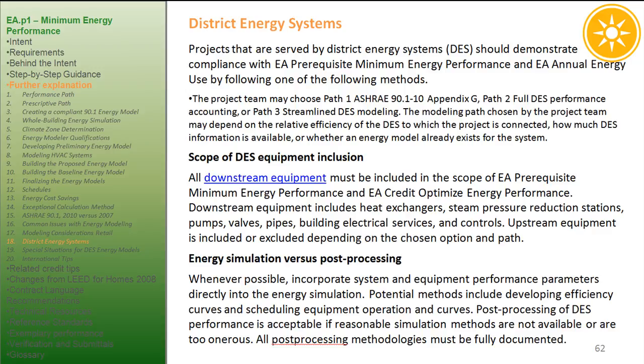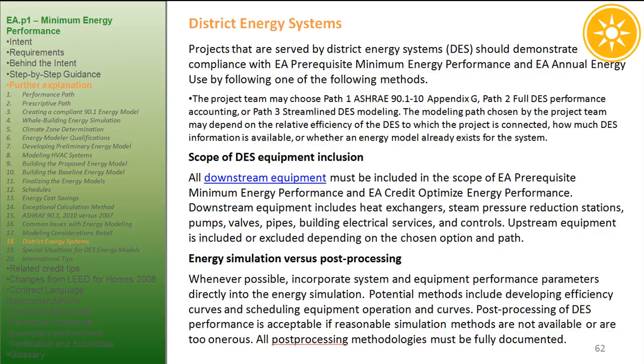Scope of DES equipment inclusion. All downstream equipment must be included in the scope of EA Prerequisite Minimum Energy Performance and EA Credit Optimize Energy Performance. Downstream equipment includes heat exchangers, steam pressure reduction stations, pumps, valves, pipes, building electrical services, and controls. Upstream equipment is included or excluded depending on the chosen option and path.